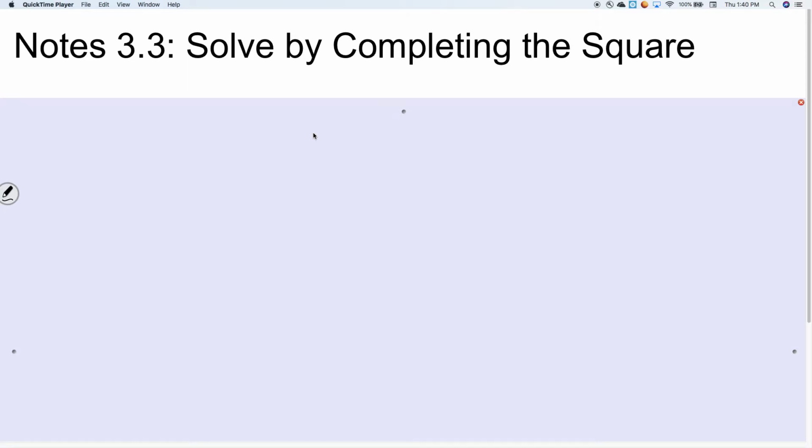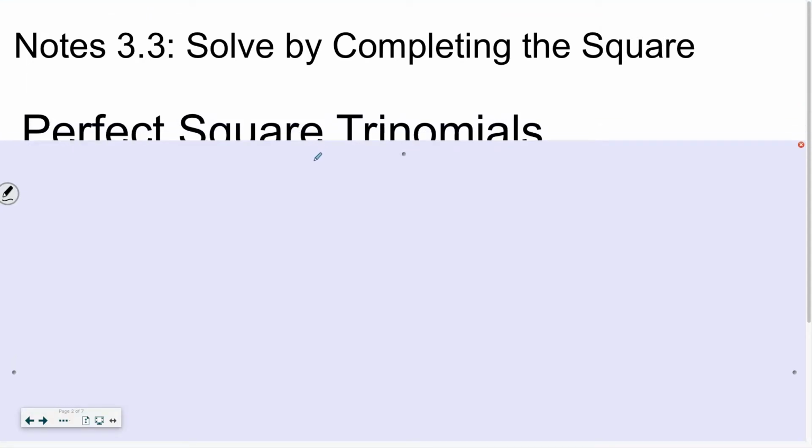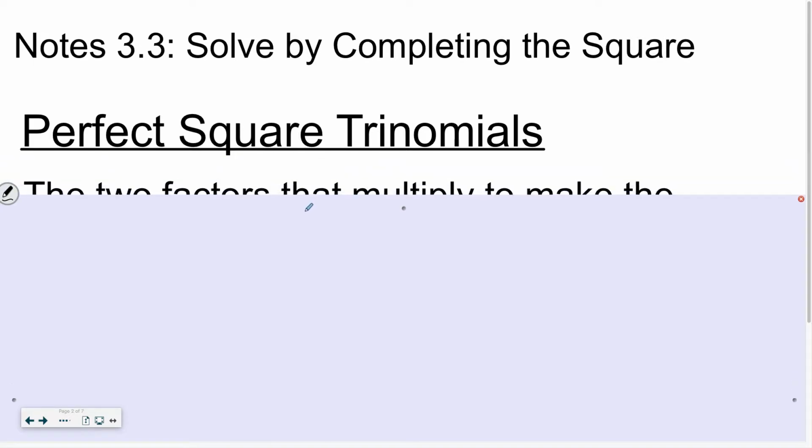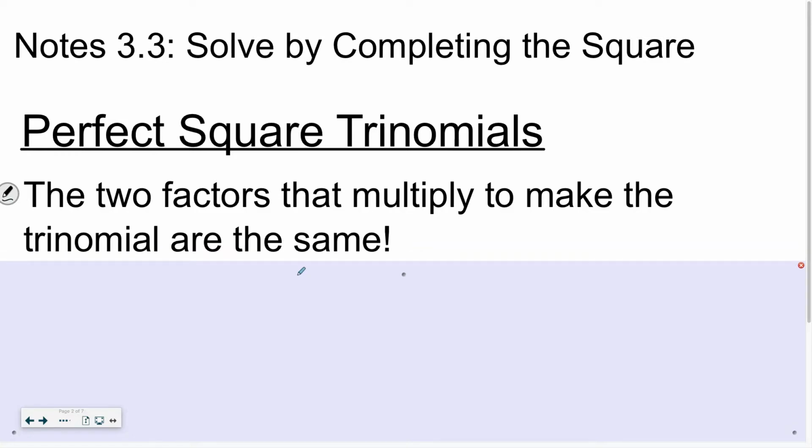So we'll kind of gauge as we go through if we remember or recall doing this in algebra. So first thing I'm going to start with solve by completing the square is this idea of perfect square trinomials. Really essential to this concept of completing the square is what are perfect square trinomials?